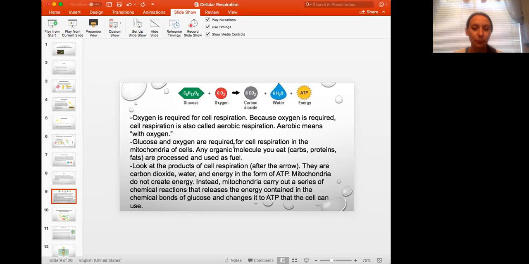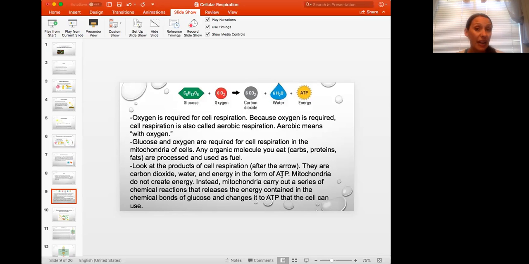And then we have our products. Again, this is after the arrow. These are the products of cell respiration. They include carbon dioxide. So when we breathe out, think about it, your body's using up that oxygen and that sugar. And once it's used up, it's like you have a waste product. And that waste product is carbon dioxide. We've got water, and then we get energy in the form of that ATP.